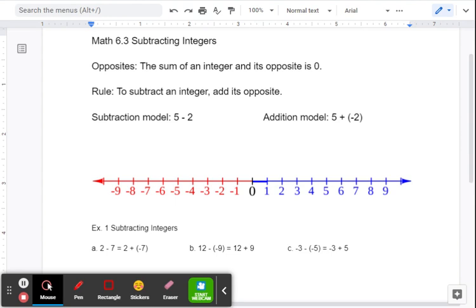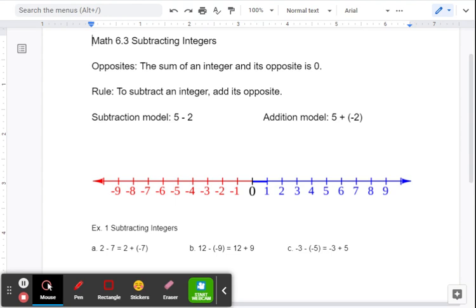So if we had 7 plus -7, it would equal 0, because they are the same distance away from 0 on that number line. Our rule is to subtract an integer, we need to add its opposite. So if we look at 5 minus 2, we know that equals 3.